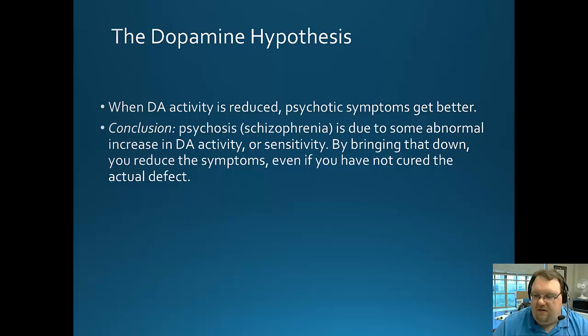Another piece of evidence for this is, of course, that when dopamine activity is reduced, psychotic symptoms get better. So the argument here is that the psychosis must be due to some abnormalities, some increase either in dopamine activity, or remember, it could also be an increase in sensitivity. So even though there may not be excessive amounts of dopamine in the synapse, that's not to say that the cells aren't, for some reason, artificially overly sensitive to the dopamine. So by bringing this down, you reduce the symptoms, even if you haven't actually cured the underlying defect.